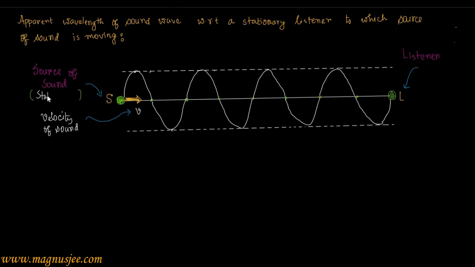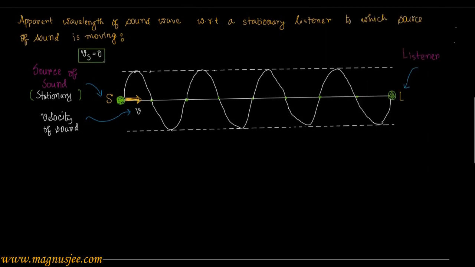In this case, the source of sound is stationary. That means the source is at rest, and Vs is equal to 0, where Vs is the velocity of the source of sound.